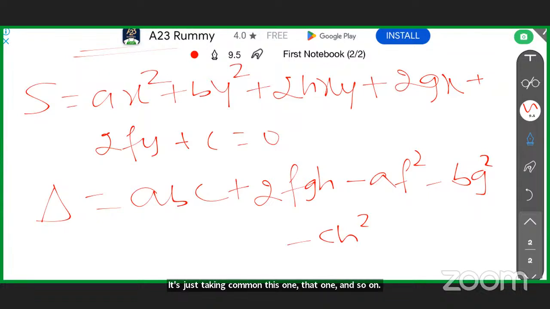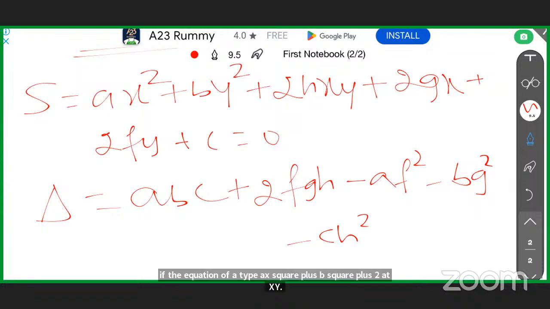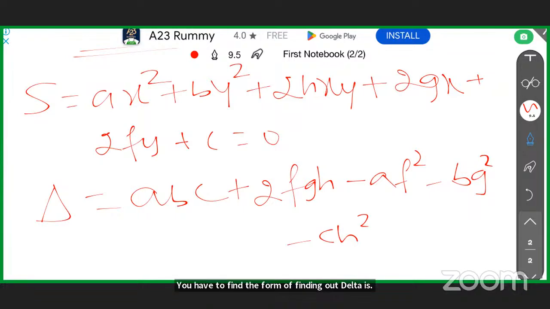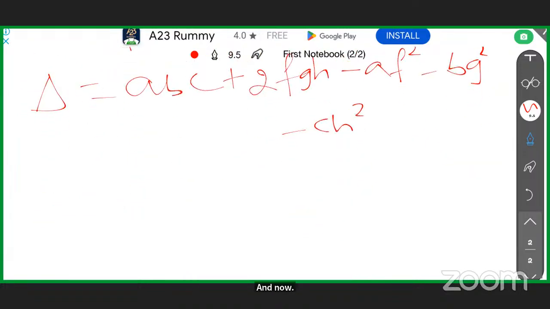So if the equation is of the type ax square plus by square plus 2hxy plus 2gx plus 2fy plus c is equal to 0, the first thing you have to do is find the determinant delta. The formula for delta is abc plus 2fgh minus af square minus bg square minus ch square. All these values will be in the equation only. Comparing the equation, you will find a, b, c, f, g, h. Apply them in the formula and find delta. And now we'll see what this equation will become.